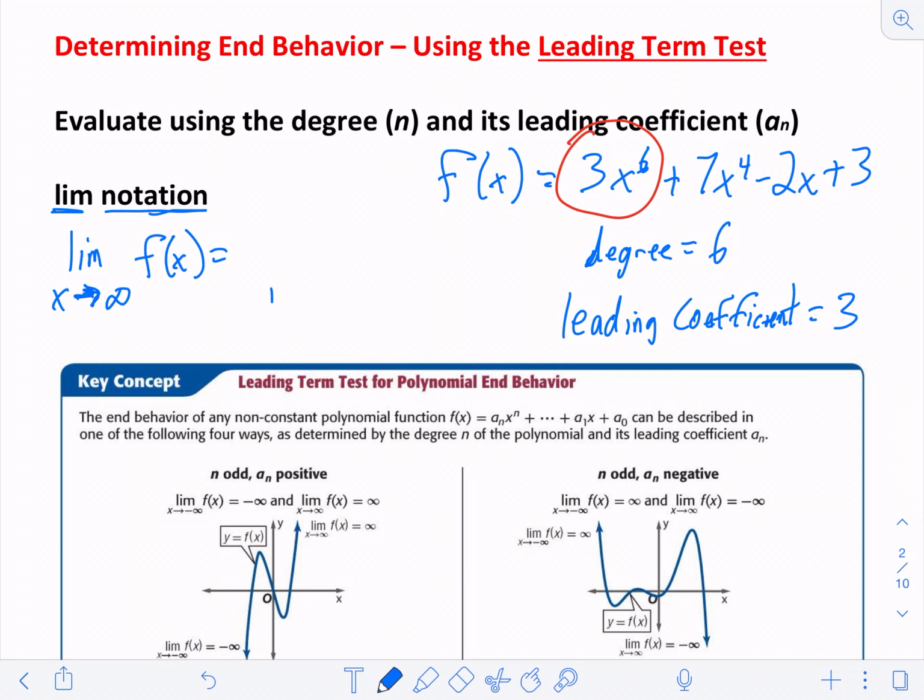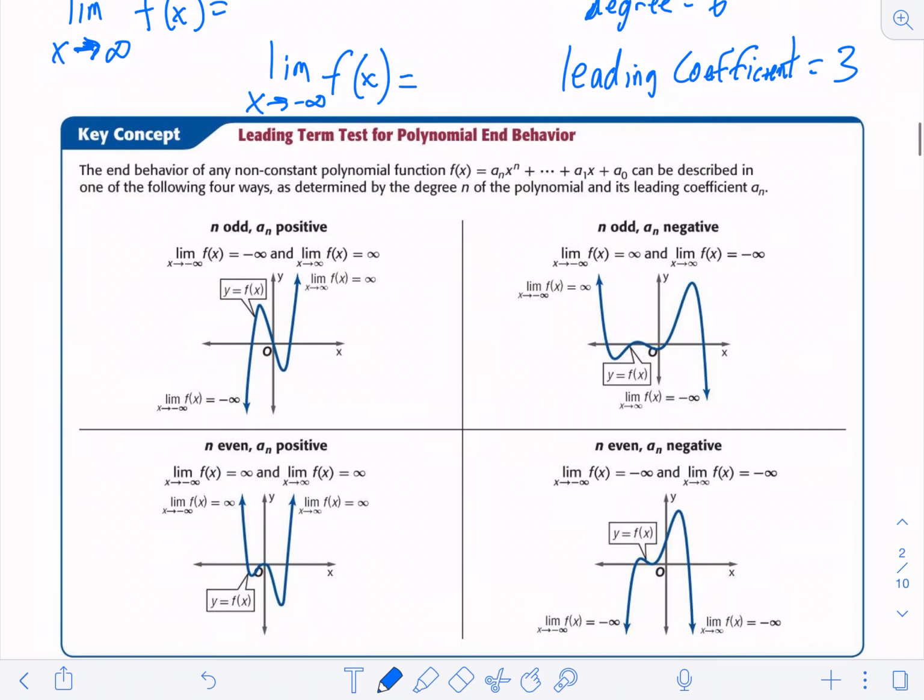And for the other part of the graph, we're going to look at what happens to f of x, the limit of f of x as x approaches negative infinity. What's going to happen there? Based on the degree and the leading coefficient, we're going to be able to determine that. So let's look at this chart.